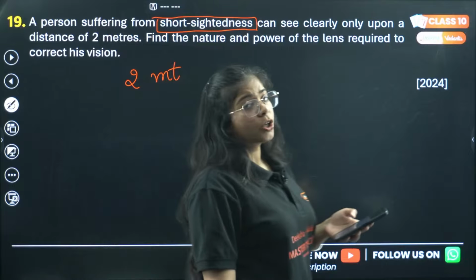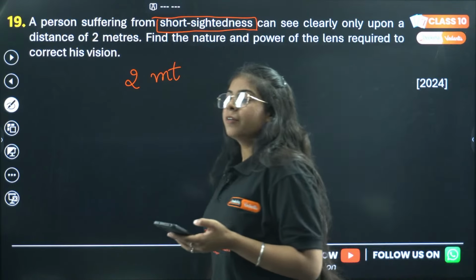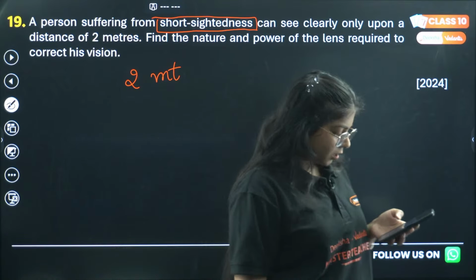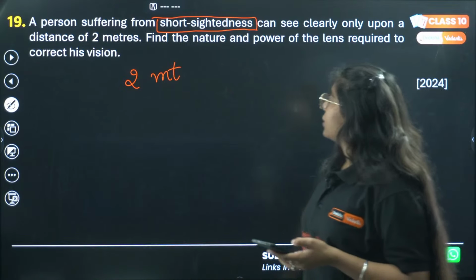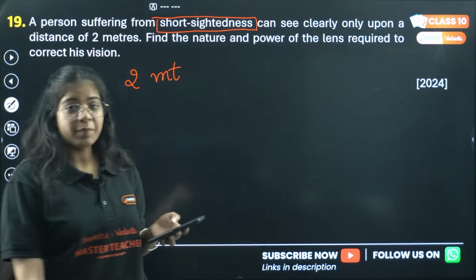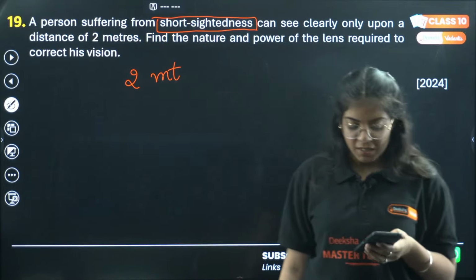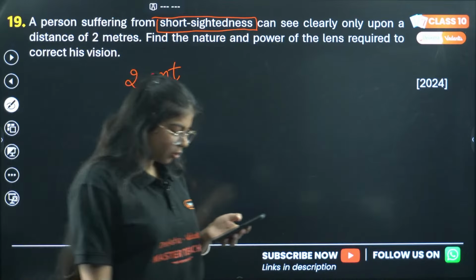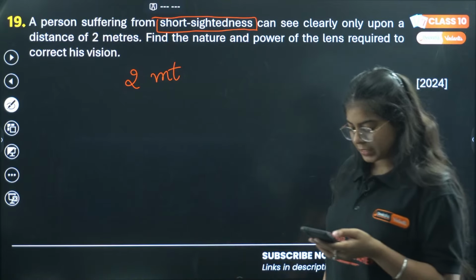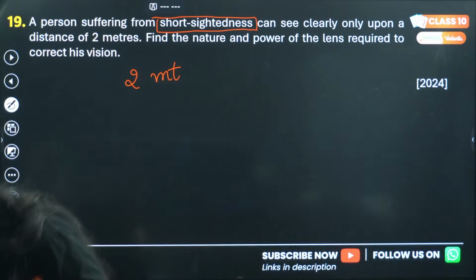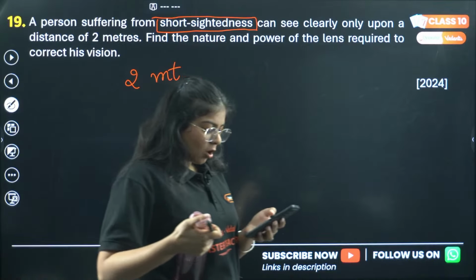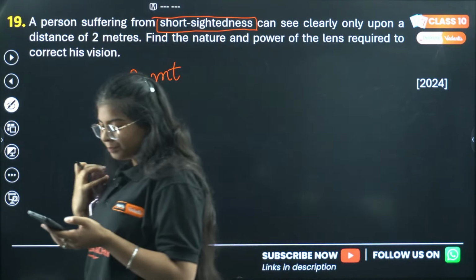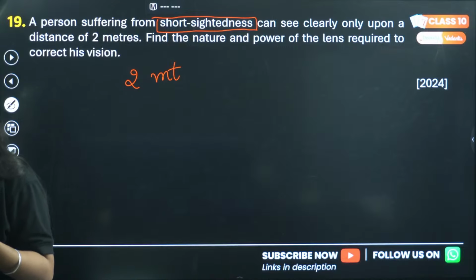Myopia equals convex. No. In myopia, we use corrective lenses, concave lenses. Nature, power of the lens. Okay, first tell me, what is the distance of object and distance of image? Then we'll see the nature. Myopia is concave lens, not convex lens. Anyone who can tell me the object distance and image distance? No? Okay.